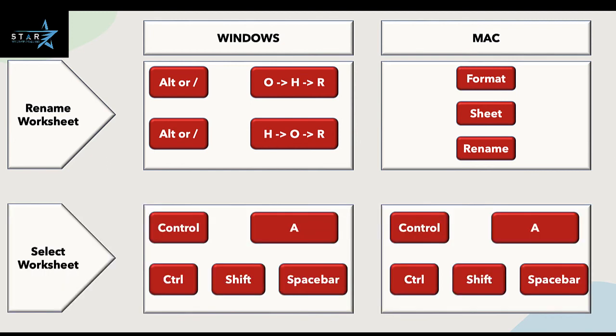Now let's talk about how we are going to select the entire worksheet. And you would be happy to know that in Windows and Mac, it works exactly in the same way. So the first one is Control A. The second one is Control Shift and Spacebar.